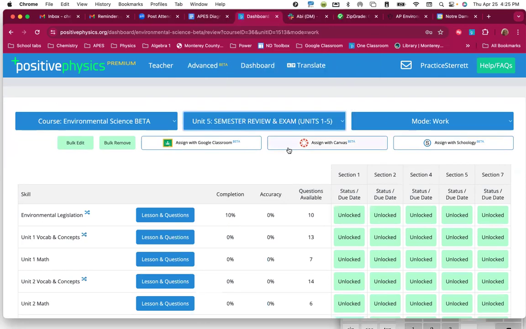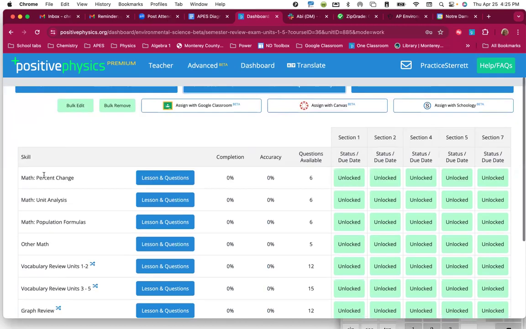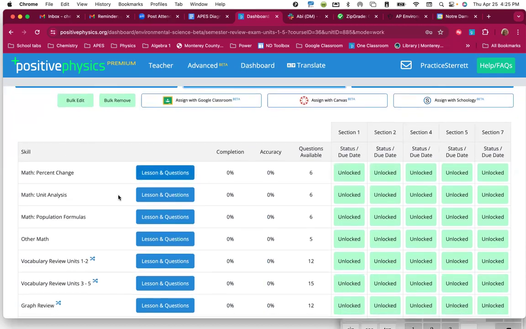This one's set up a little bit differently, and it has all of the math sorted out. So the percent change is its own skill and unit analysis is its own skill. So if you're targeting review to your students and trying to find the skills that they need to work on, you could specifically focus on just unit analysis or just percent change. Population, that's unit 3, has a lot of its own formulas. Unit 6, which is energy, also has a lot of its own formulas.